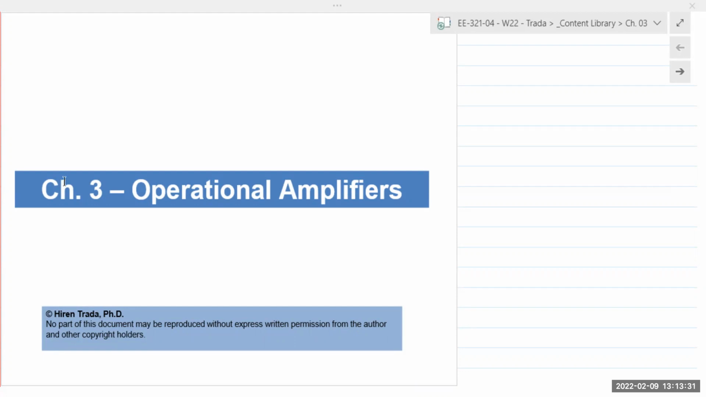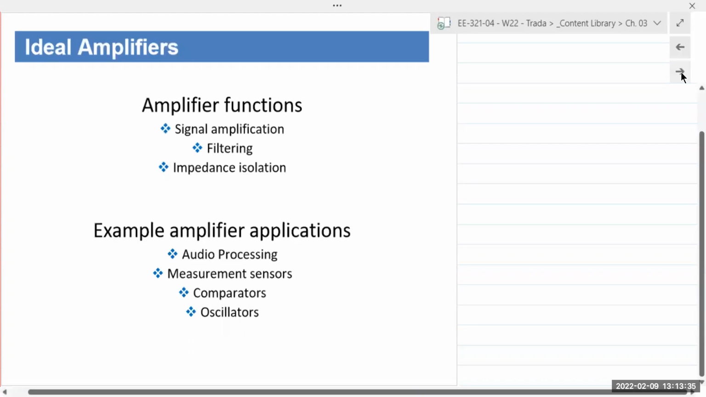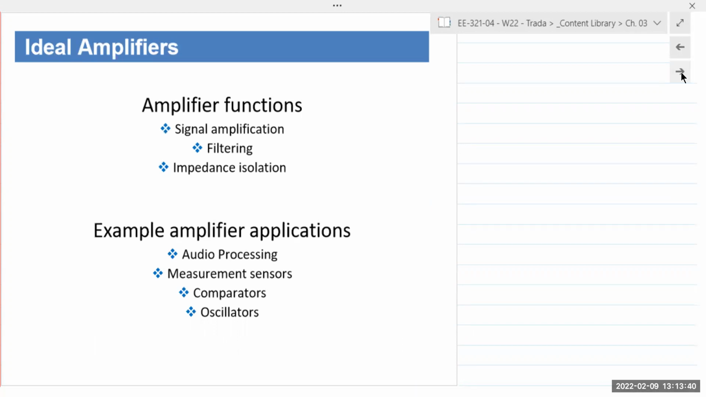All right, so, op amps. Well, let's look at a standard amplifier. Ideal amplifiers have functions, and they find applications like signal amplification, filtering, impedance isolation, where we want to isolate two cascading circuits, from the source and the load.